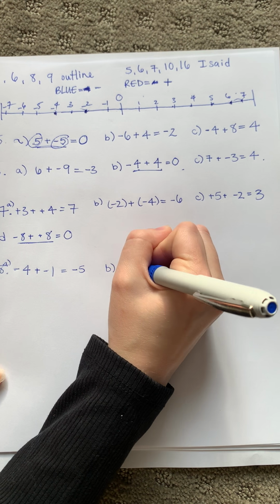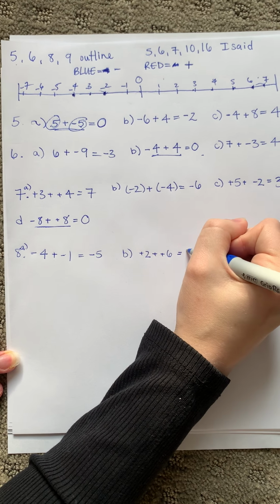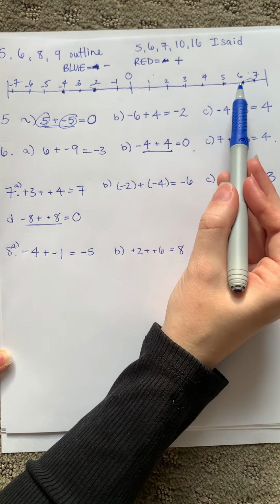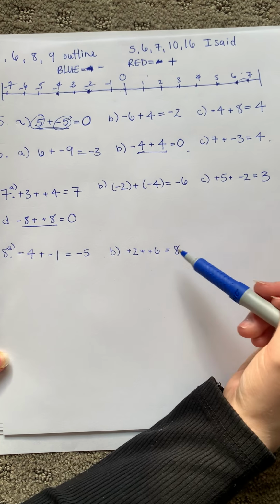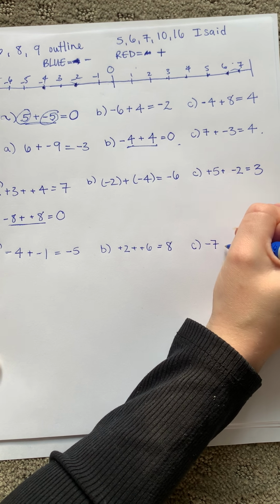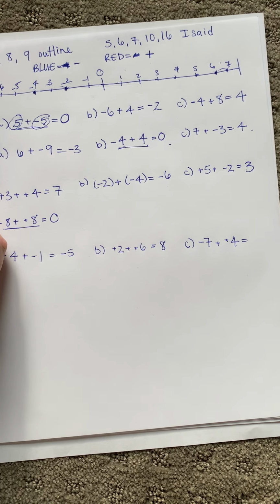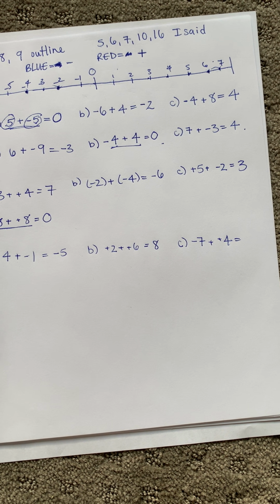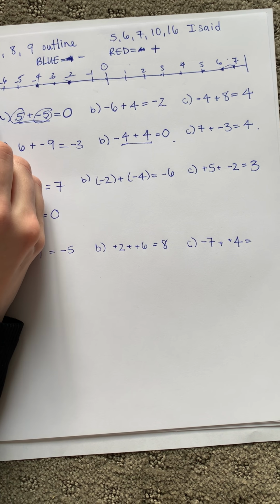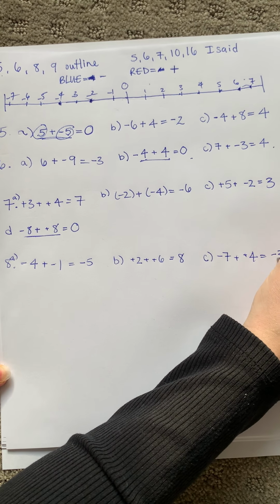8b is +2 plus +6. This one's nice and easy. It's just 8, because I'm working with all positive numbers. C, -7 plus +4. So here I'm at -7 and I have a +4, so I'm going to move to the right. 1, 2, 3, 4. I'm at -3.